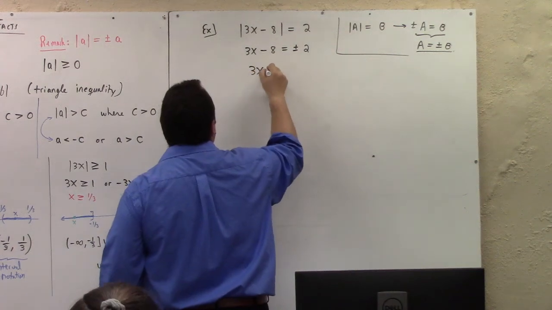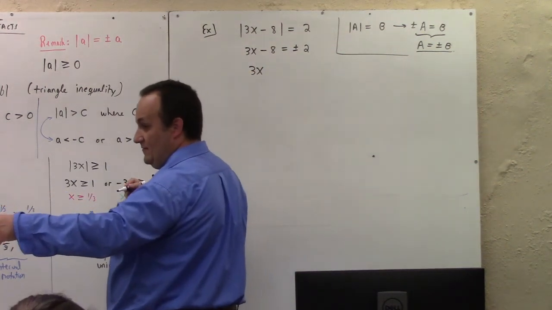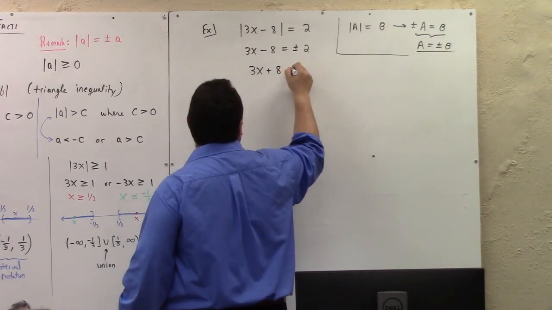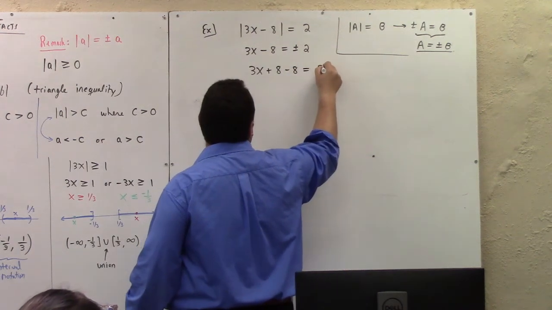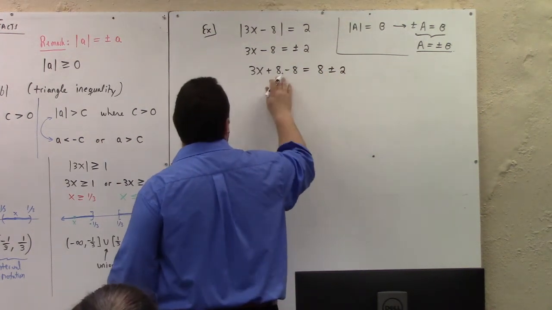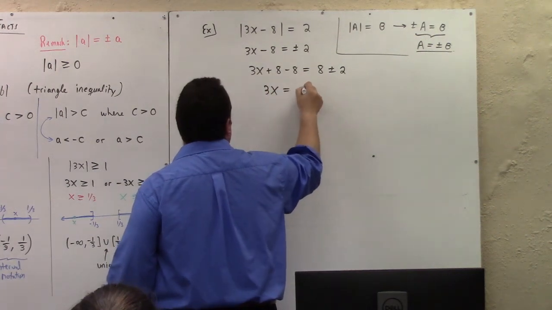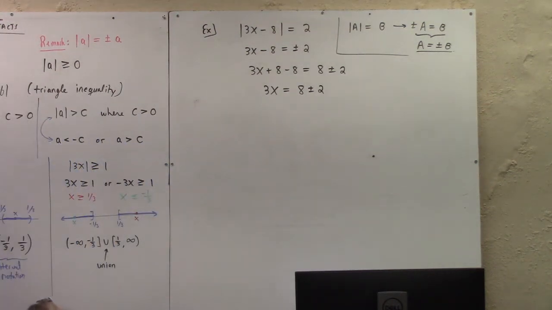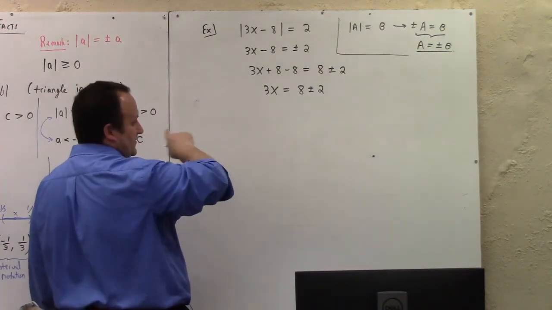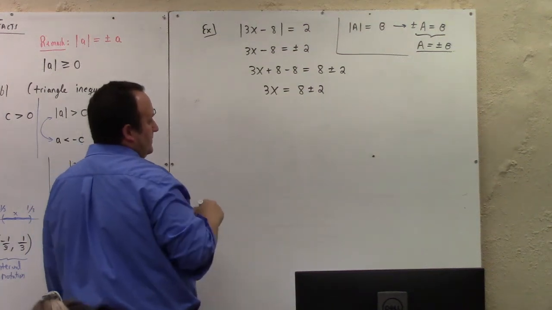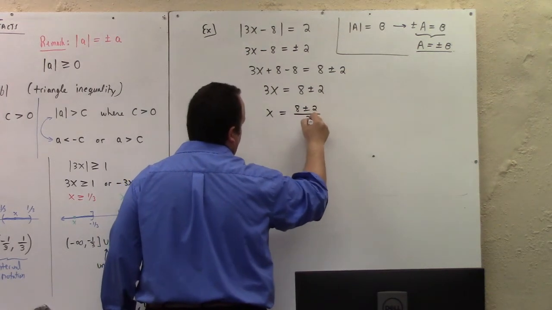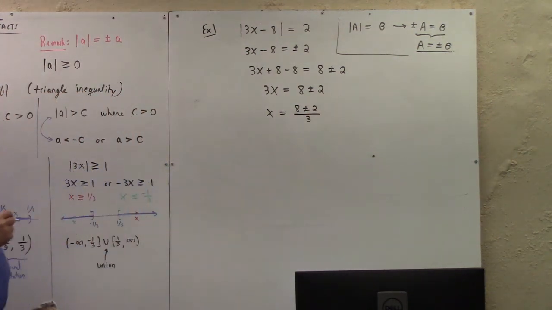Now you guys may teach me otherwise, but I don't know. So 3x. Now we'll do what you said. You said add 8, right? Add 8. So of course the 8s cancel, and we get 3x equals 8 plus or minus 2. And what's that give us? That gives us divide by 3, right? You guys agree? Divide by 3. Eight plus or minus 2 divided by 3.